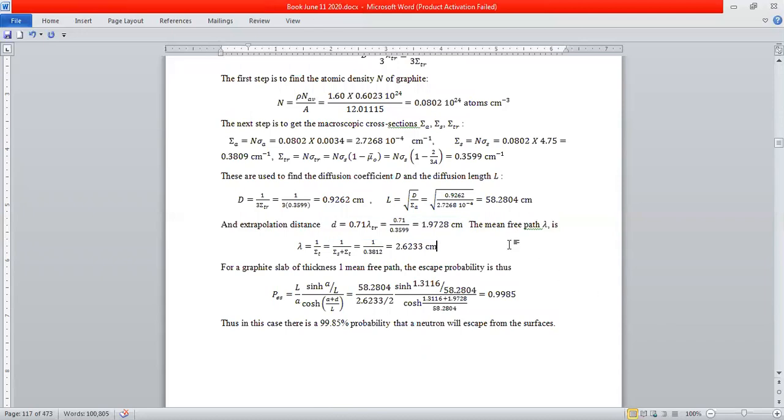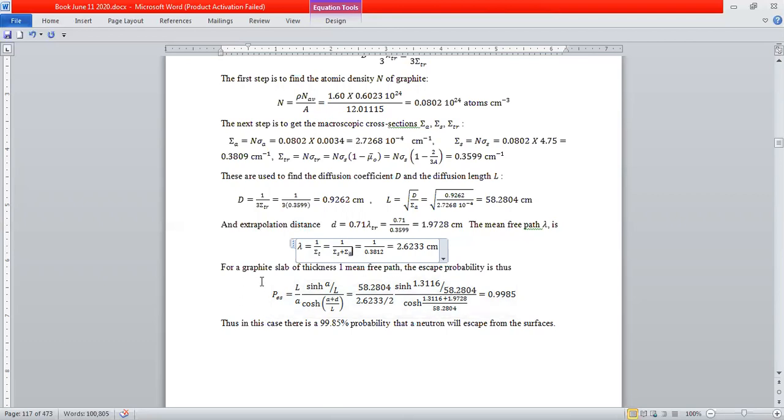So this is the extrapolation distance. Remember we spoke of mean free path, so let's find the mean free path. It's 1 over the macroscopic total cross section. The macroscopic total cross section is sigma S plus sigma A. So it's 0.38 plus this tiny number, so it's about 0.38. Invert that. So 2.6233 centimeters is the mean free path, which means 15 centimeters is infinite.